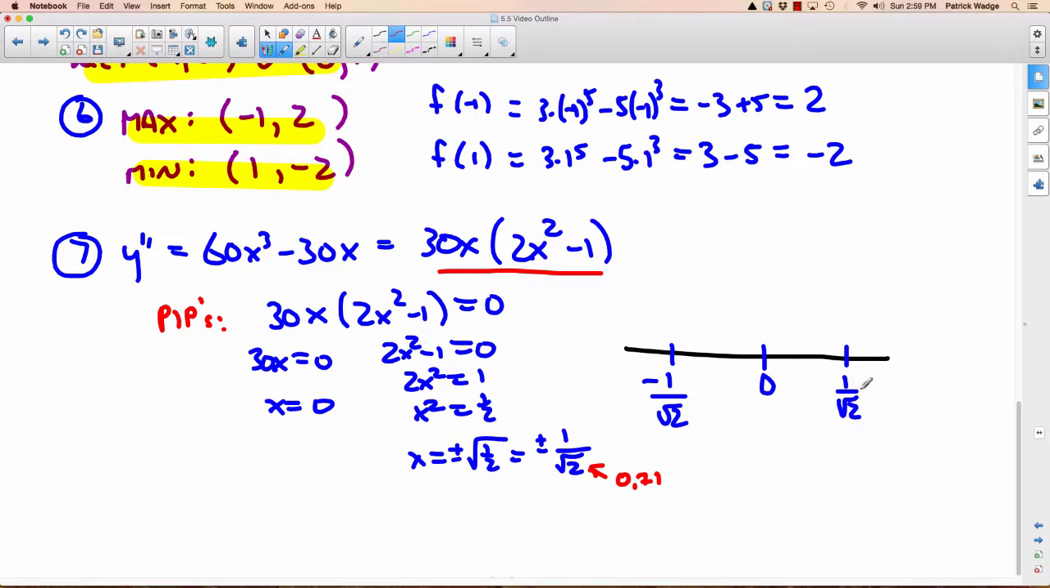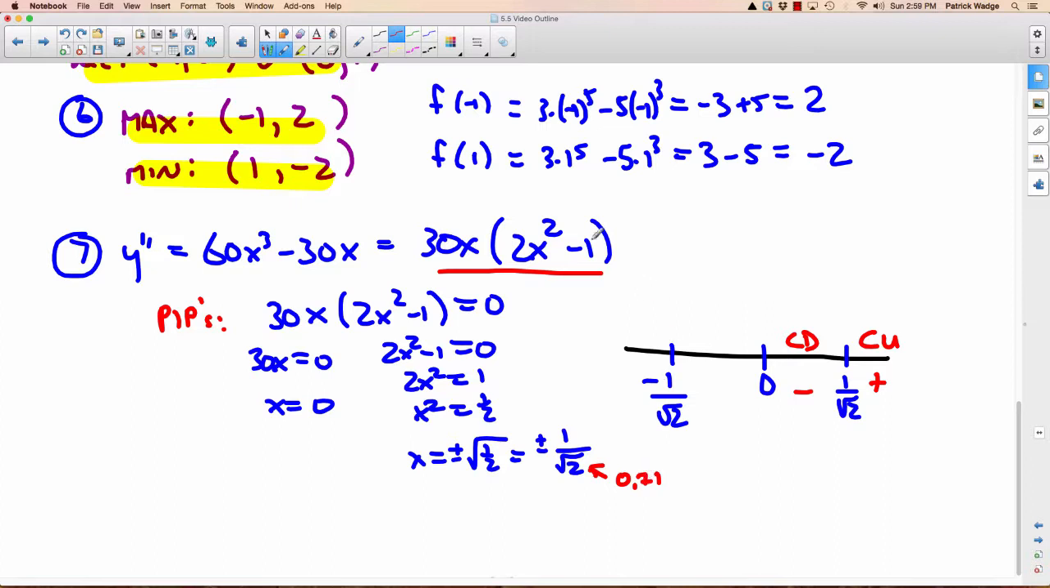So a number bigger than 0.71, how about 5? 30 times 5, positive. 5 squared is 25, times 2 is 50, minus 1, definitely positive. Positive times positive is positive, so that means this is concave up. A number between 0 and 0.71, how about a half? So 30 times a half, or 0.5, is 15, that's positive. A half squared is a quarter, and 2 times a quarter is a half, and half minus 1 is negative. So you got positive times negative, which is negative. This is concave down.